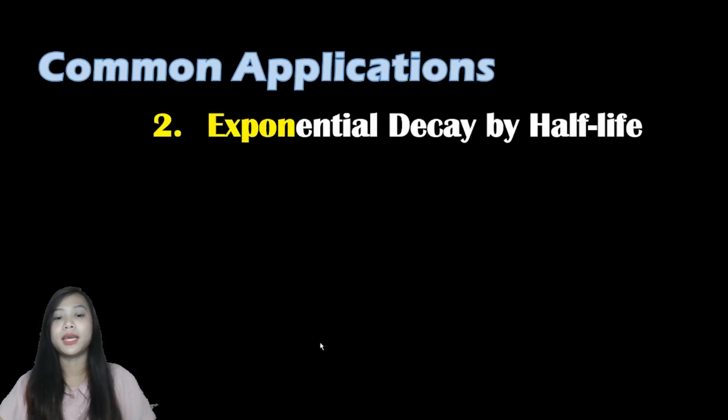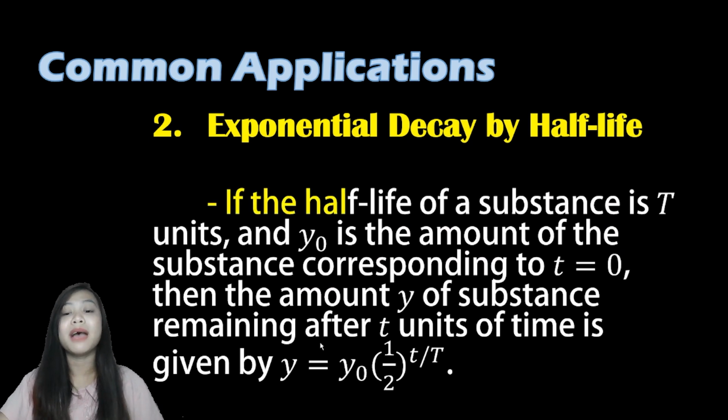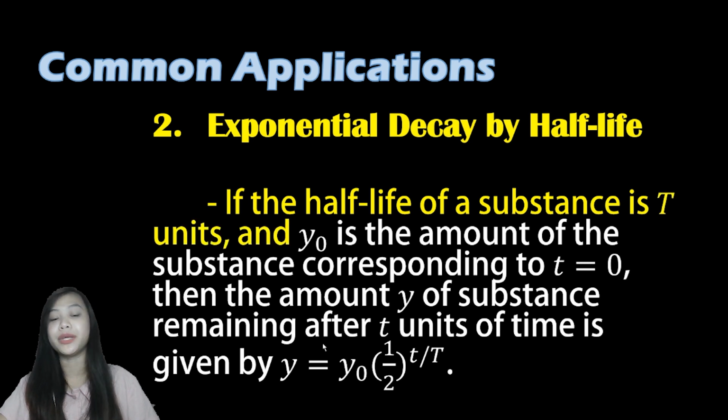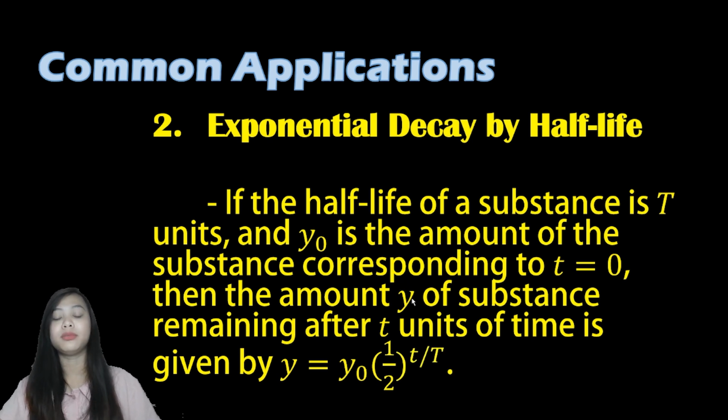So again, we are in exponential decay by half-life. Now if the half-life of the substance is T units, that is the time, and y sub 0 is the amount of the substance corresponding to t equals 0, or the initial amount of the substance, then the amount y, or the future amount of substance remaining after t units of time, is given by y equals y sub 0 times 1/2 raised to t over capital T.